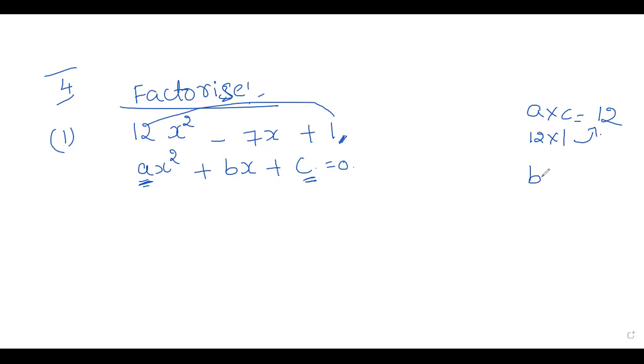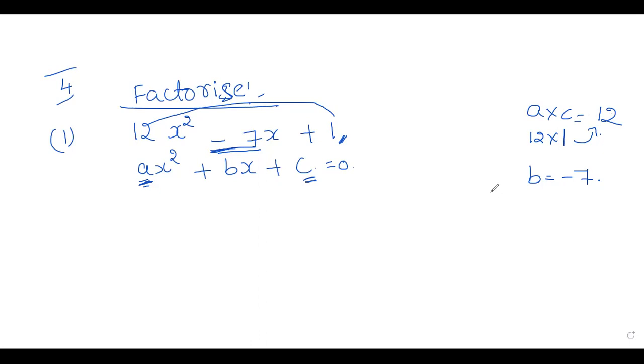Next, b is equal to... what is the coefficient of x here? Here it is -7. So you should consider the sign, children. That is -7. First, what should we do? Find a into c, the coefficient of x square and the constant. So 12 into 1, a into c, that is 12, and b is -7.